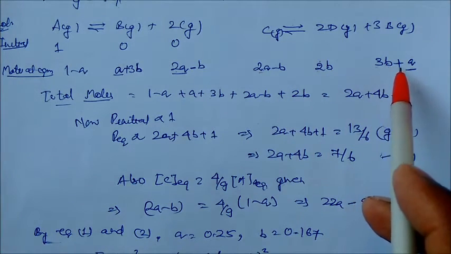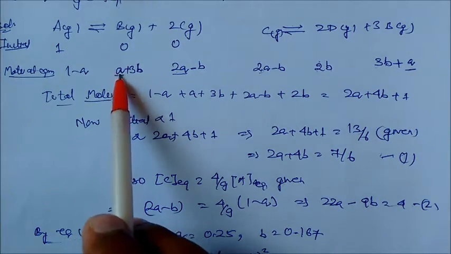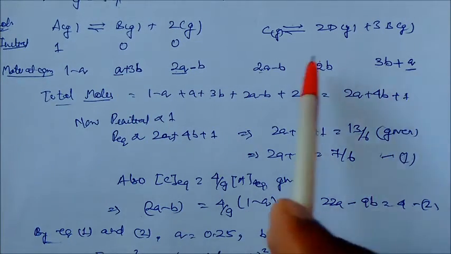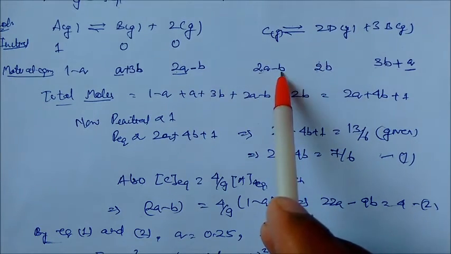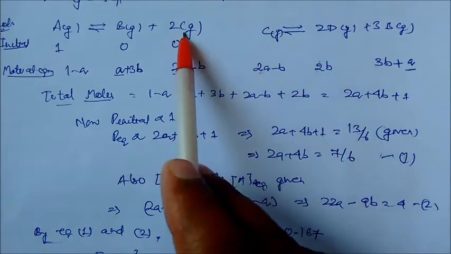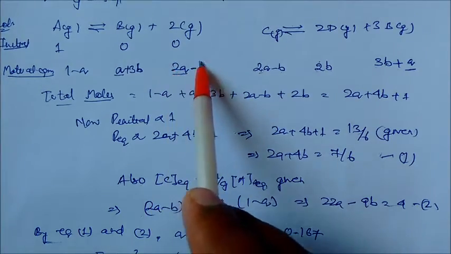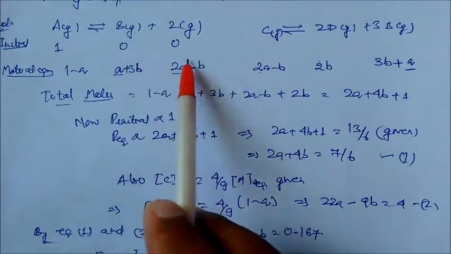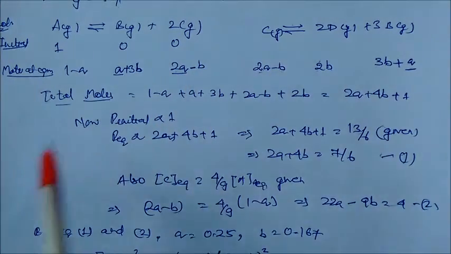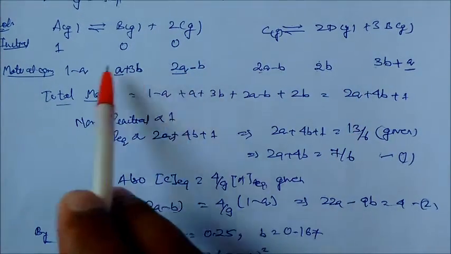So 3 will be, so again we have A. So here you add A, and you are substituting B, and since these two are equal, you have to write 2A minus B, 2A minus B, and this will be A plus 3B. This will also be equal at equilibrium. So don't see this one, we have to see this one.